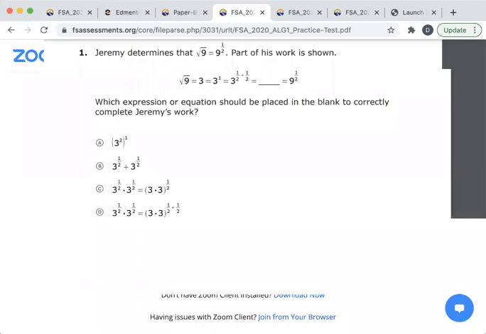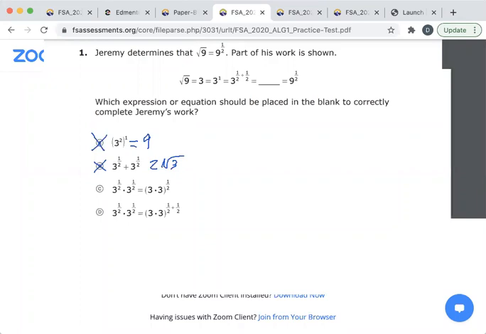So the first one, A, is 3 squared, which is 9, and 9 to the 1 is just 9. So this is equal to 9. So we know it's not that one. 3 to the 1/2 plus 3 to the 1/2 is the square root of 3 plus the square root of 3, which is not equal to 3. That's like 2 square roots of 3. That does not equal 3.